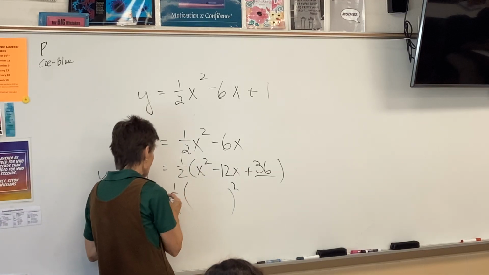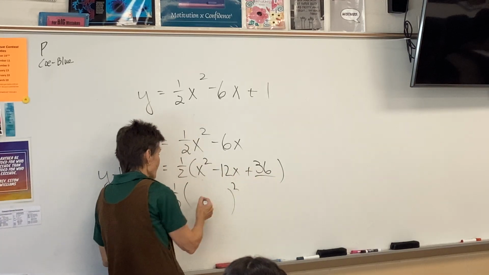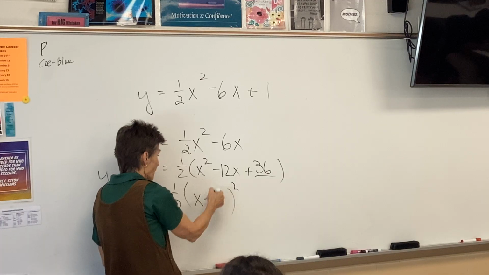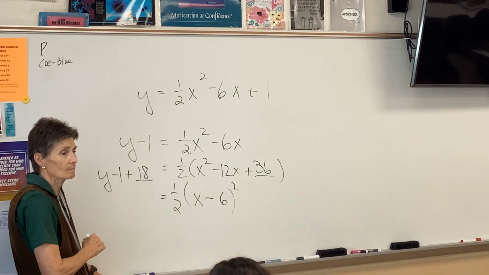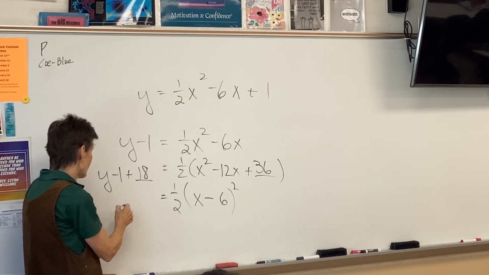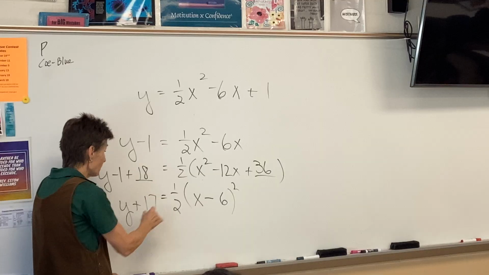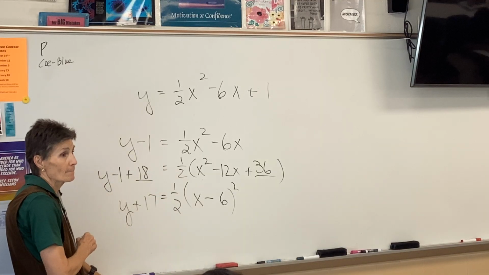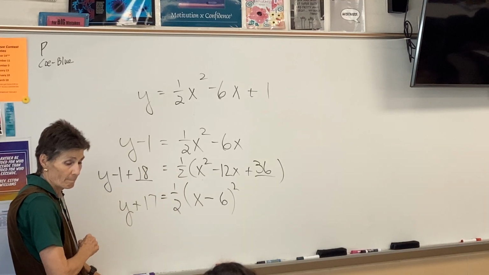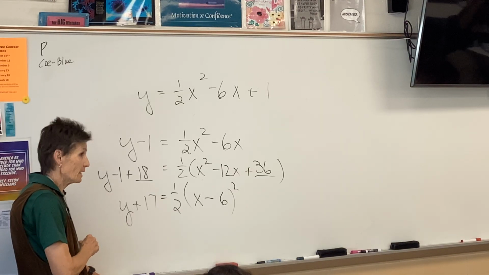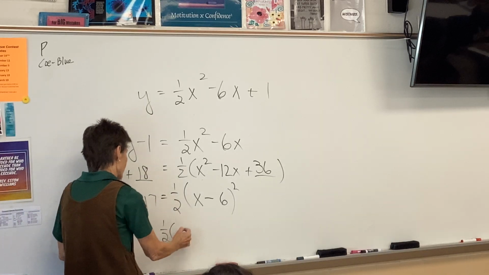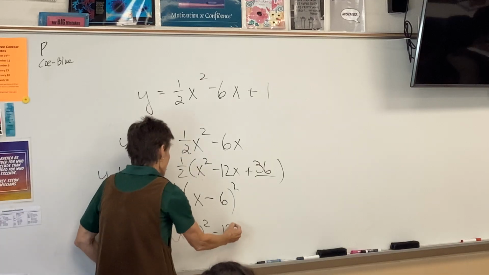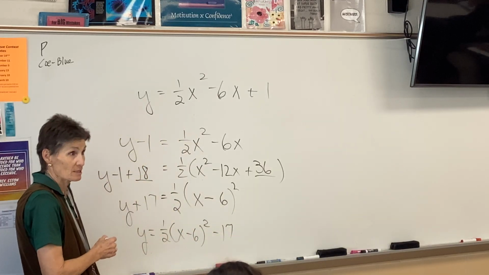So then what's my square here? This should be a perfect square. x minus 6. And over here I have y plus 17. So the last step, I'll move that 17 over. And now my parabola is in vertex form.